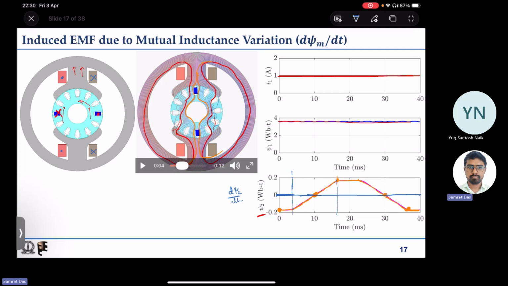Again between this instant and this instant it is reasonably 0. I'll name this instant 1, 2, 3, 4, 5, 6. So between 1, 2 it is 0, between 3, 4 it is 0, between 5, 6 it is 0.